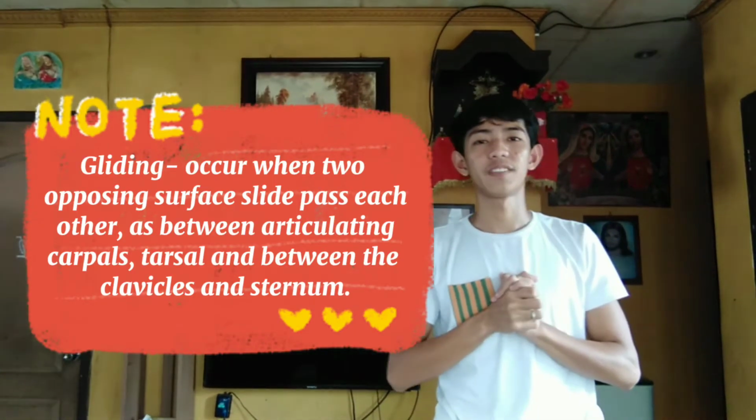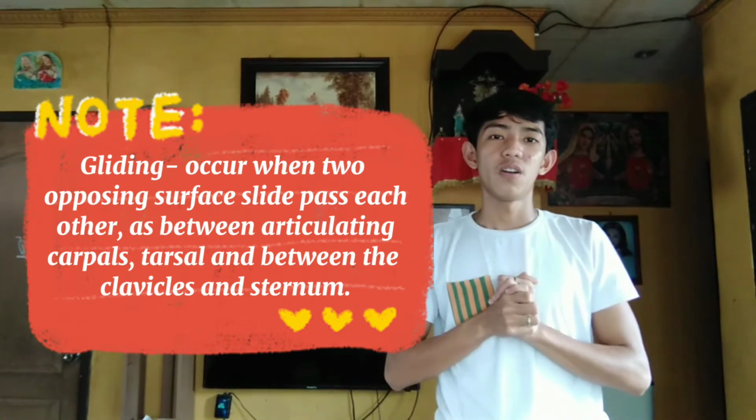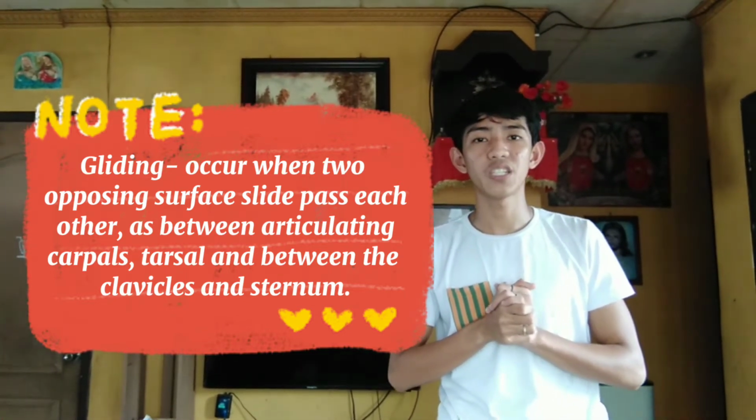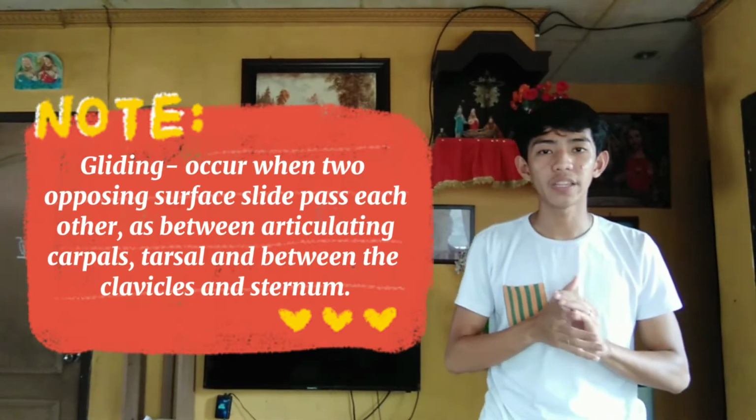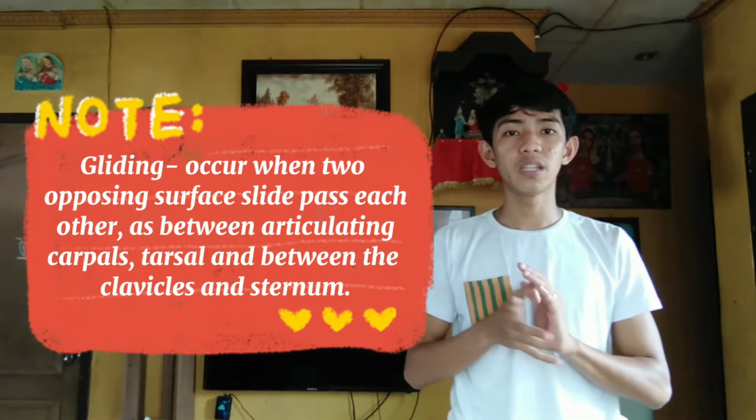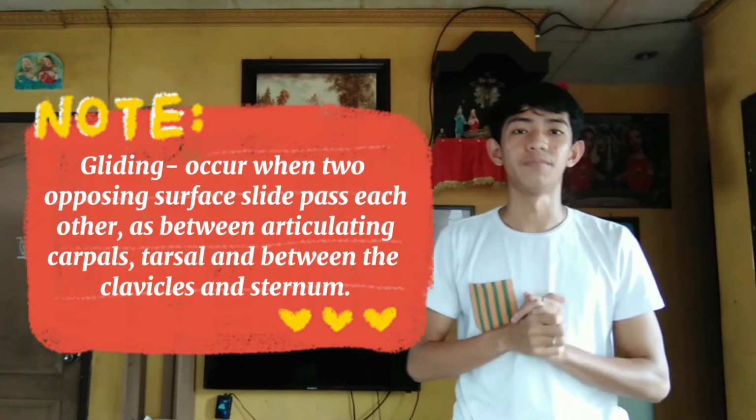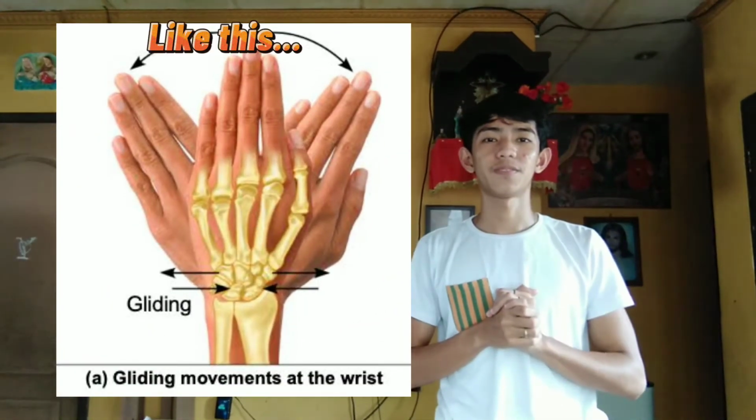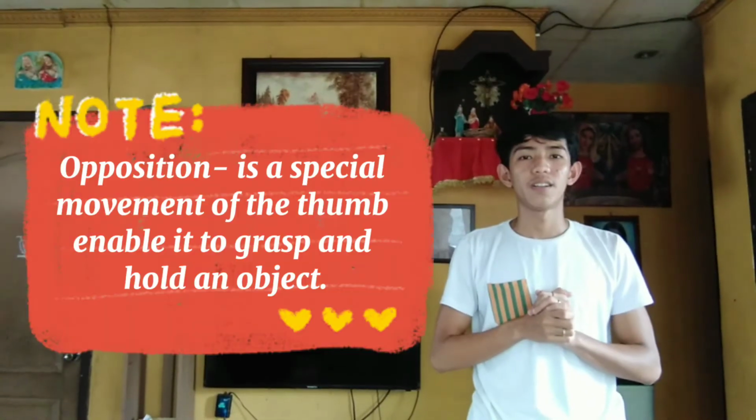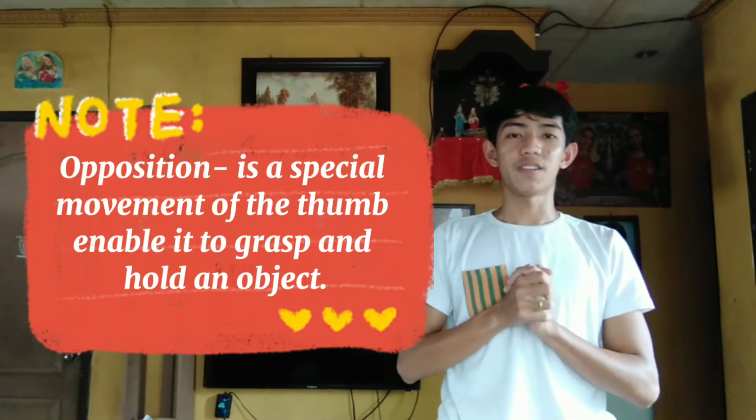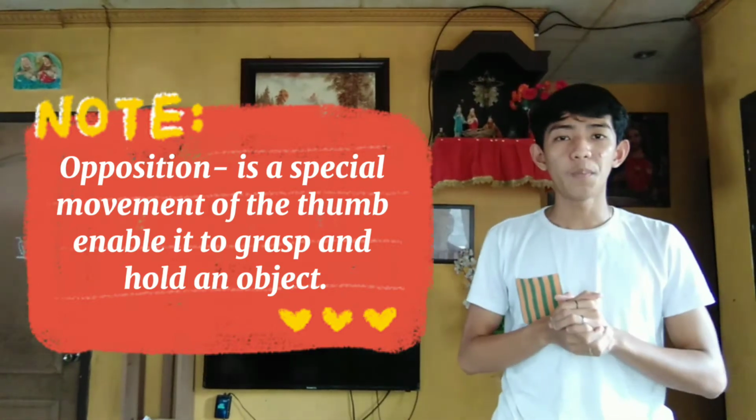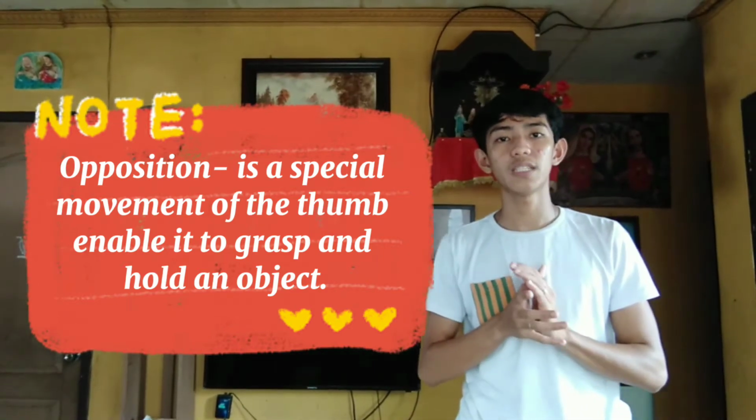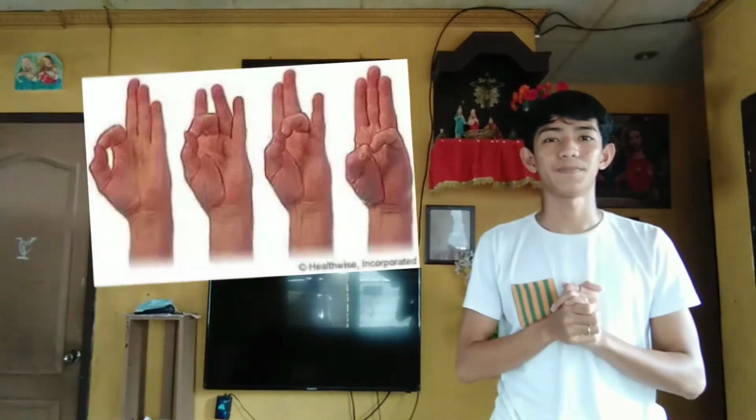Number 10, gliding. Gliding occurs when two opposite surfaces slide past each other. It is seen between articulating carpals, tarsals, and between the clavicles and sternum. Number 11, opposition. Opposition is a special movement of the thumb to enable it to grasp and hold an object.